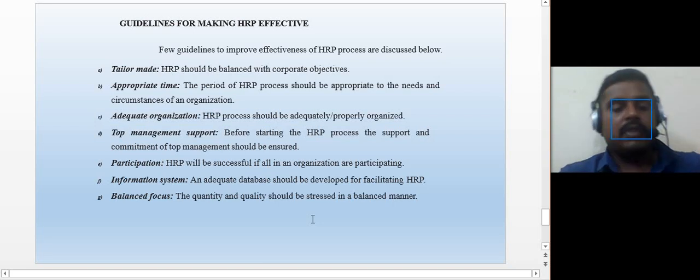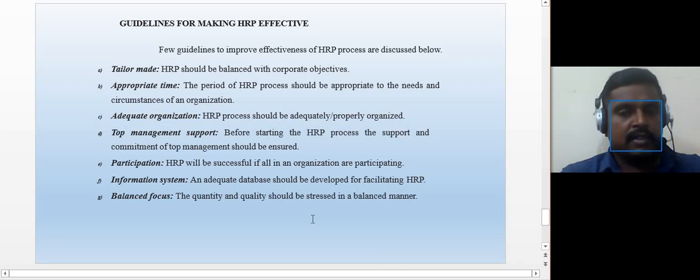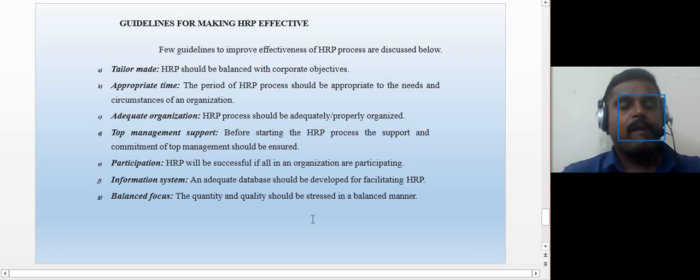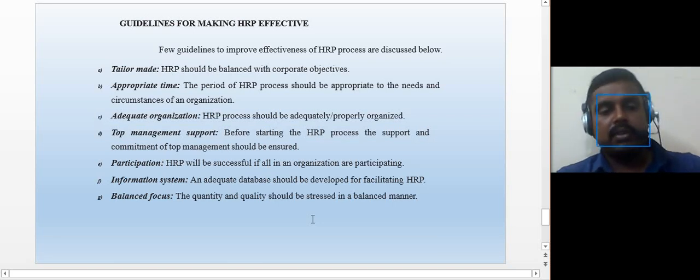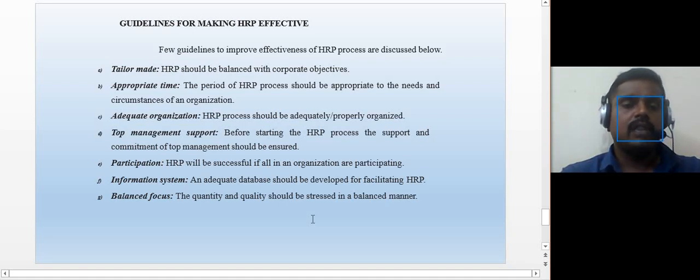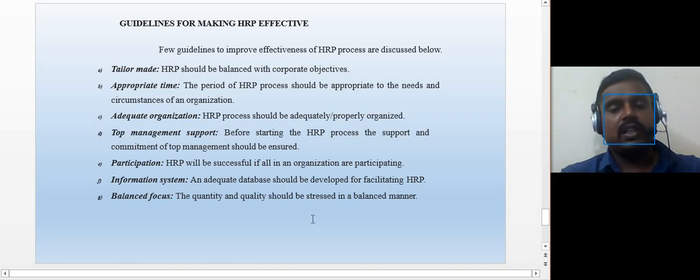And the second thing is appropriate time. The period of the human resource planning process should be appropriate to the needs and circumstances of an organization. And the third thing is adequate organization. The HRP process should be properly organized in an organization. And the next thing is top management support. We must support the people, and the support and commitment of top management for the HRP process should be ensured. And participation: HRP will be successful if everyone in an organization participates.